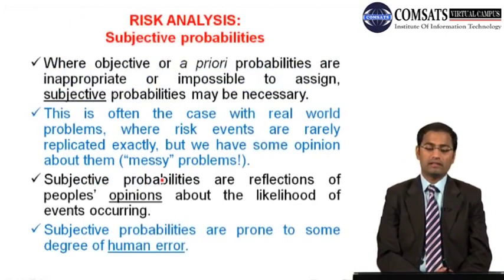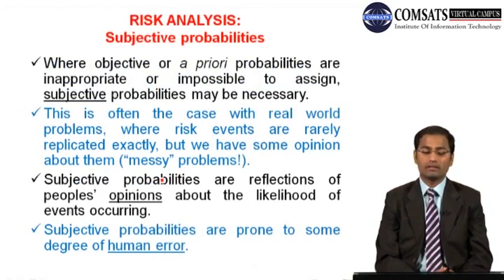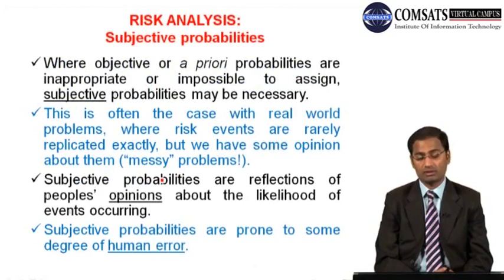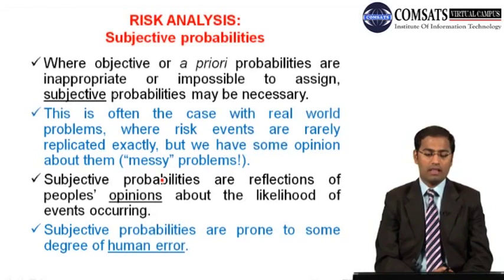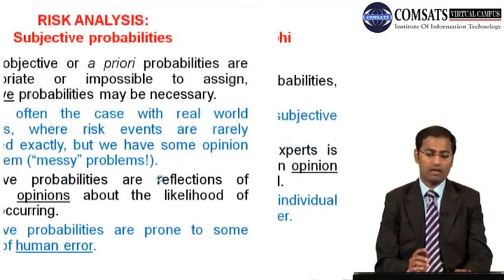Subjective probabilities: where objective or priori probabilities are inappropriate or impossible to assign, subjective probabilities may be necessary. This is often the case with real world problems where risk events are rarely replicated exactly, but we have some opinion about them. Subjective probabilities are reflections of people's opinion about the likelihood of events occurring, and they are prone to some degree of human error and biases. So we are going to talk on that as well.